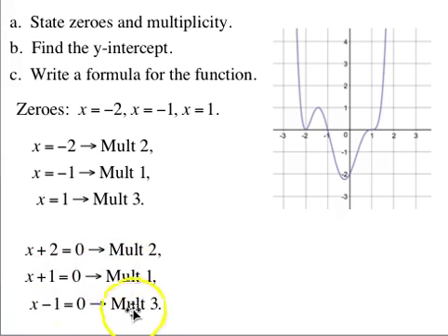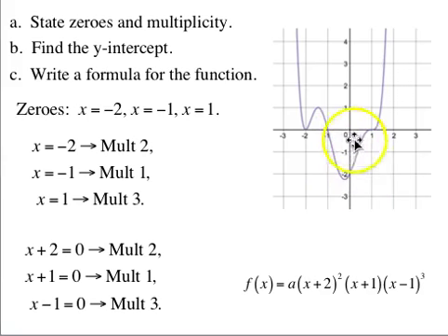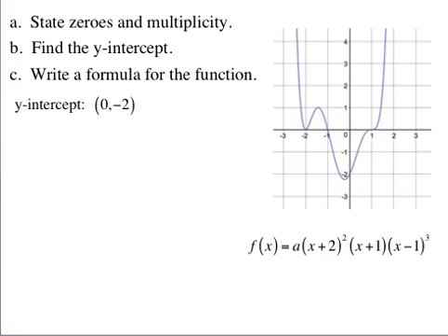And then it's our job to find out what that leading coefficient is. What is a? We're going to use the y-intercept to get there. Notice the y-intercept here is -2. When x is 0, y is -2. So plugging in 0 to this, we're going to get what? -2 is f of 0 is a times 0 plus 2 squared, 0 plus 1, 0 minus 1 cubed.